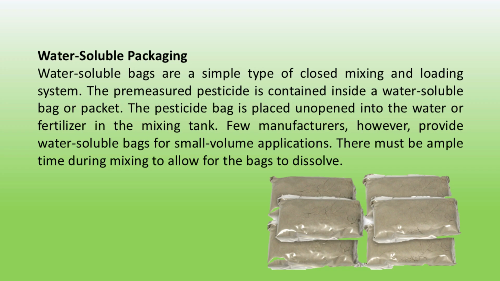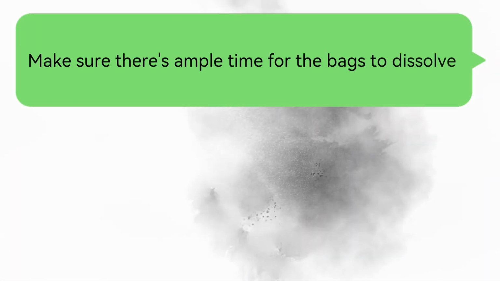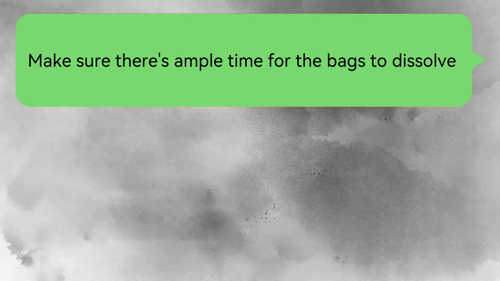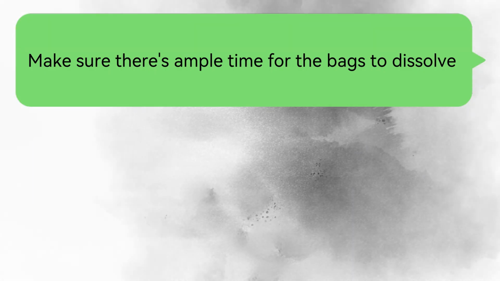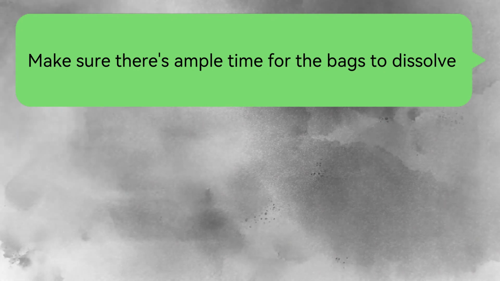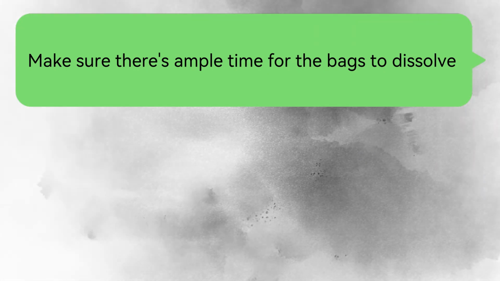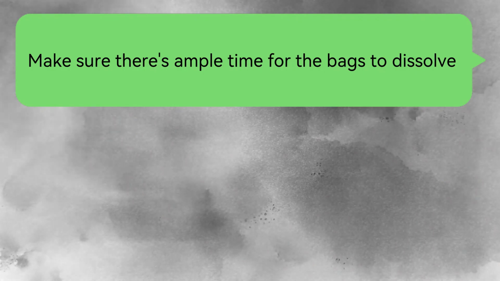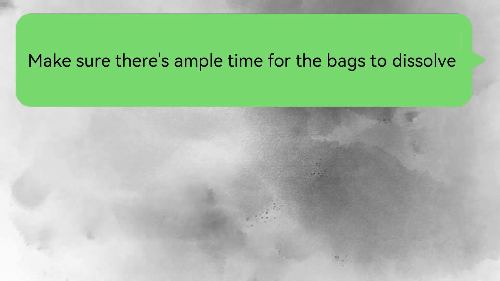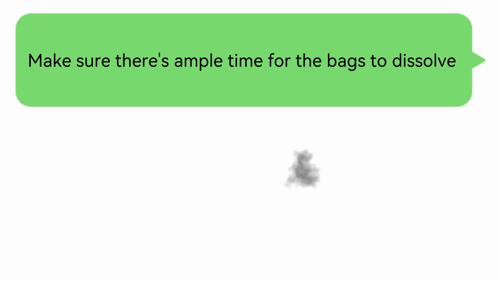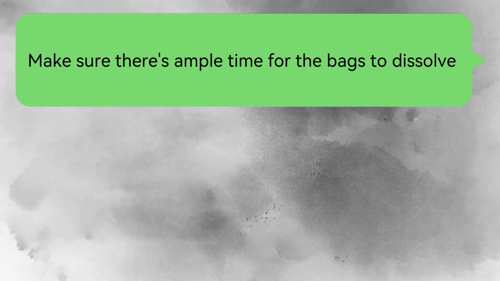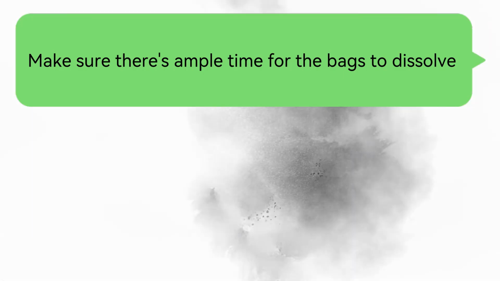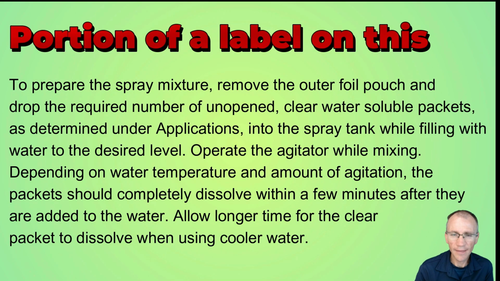So that pre-measured pesticide is already inside that bag. One of the big things you have to remember, which we mentioned at the bottom, is that there must be ample time during mixing to allow for the bags to dissolve. Make sure you read the label on this, because if those bags are not fully dissolved, they're not going to be ready to use, and you're going to get a mix rate that's out of proportion, or the bags haven't really dissolved at all, and you're going to get a bunch of pesticide all at once, or you're not going to get any at all. So make sure you follow the label on how long it takes for these bags to dissolve and be ready to use. I think it's a good time to talk about a portion of a label on this.